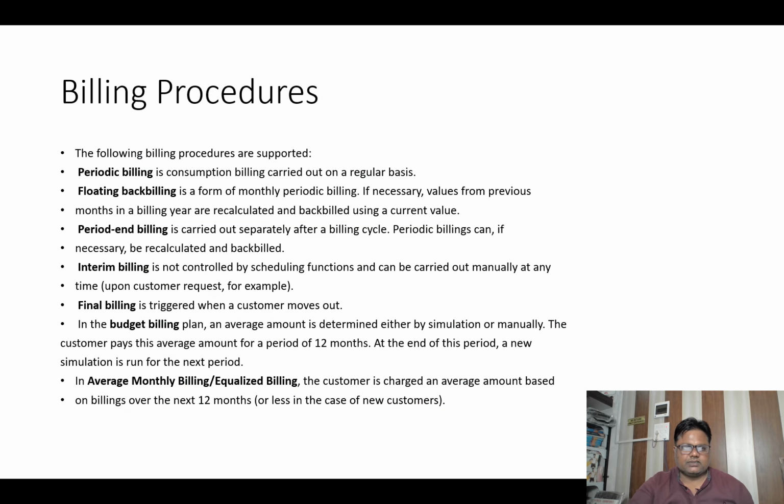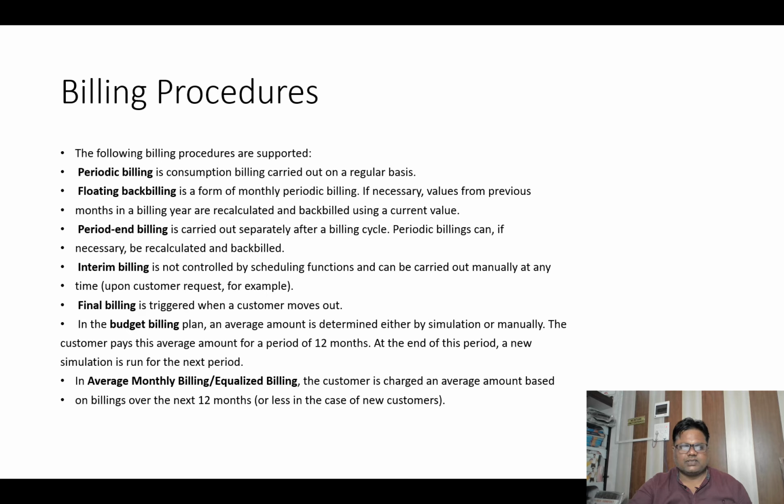Billing procedures. The following billing procedures are supported. Periodic billing is consumption billing carried out on a regular basis. Floating back billing is a form of monthly periodic billing. If necessary, values from previous months in billing years are recalculated and back billed using a current value. Period end billing is carried out separately after a billing cycle. Periodic billings can, if necessary, be recalculated and back billed.